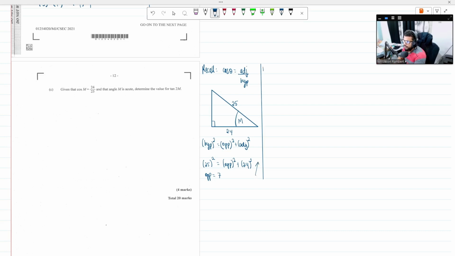So now I'll recall also that tan 2m is equal to 2 tan m over 1 minus tan squared m.